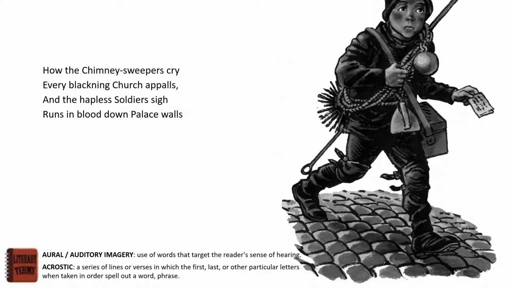Okay, so we're still on sound here, and you might want to think about, if you look down the left-hand side of those lines, each line spells out here. It's an acrostic, and sound is so important in this poem. It's hard to believe that was just an accident, isn't it? So, how the chimney sweepers cry. We're back to the sound of crying again. Every blackening church appalls, and the hapless soldier's sigh runs in blood down palace walls.